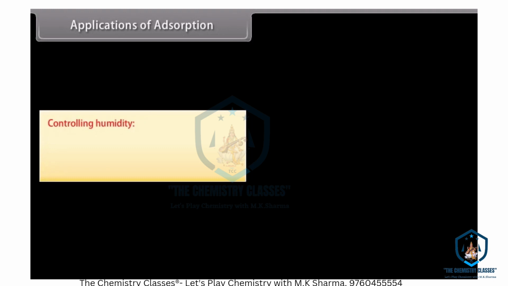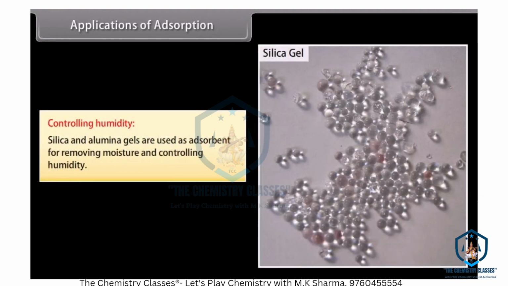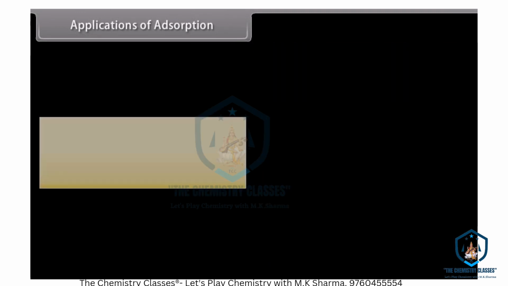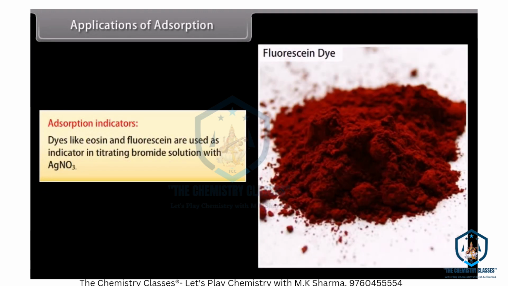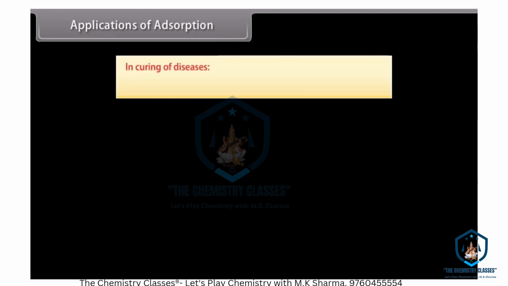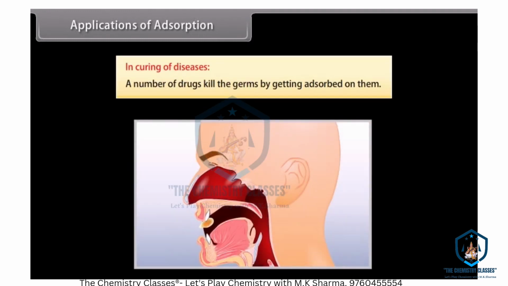Controlling humidity: silica and alumina gels are used as adsorbents for removing moisture and controlling humidity. Adsorption indicators: dyes like eosine and fluorescein are used as indicators in titrating bromide solution with AgNO3. Precipitate of silver halide has the property of adsorbing these dyes and thereby producing characteristic deep colors at the end point in the titration. In curing of diseases, a number of drugs kill the germs by getting adsorbed on them.